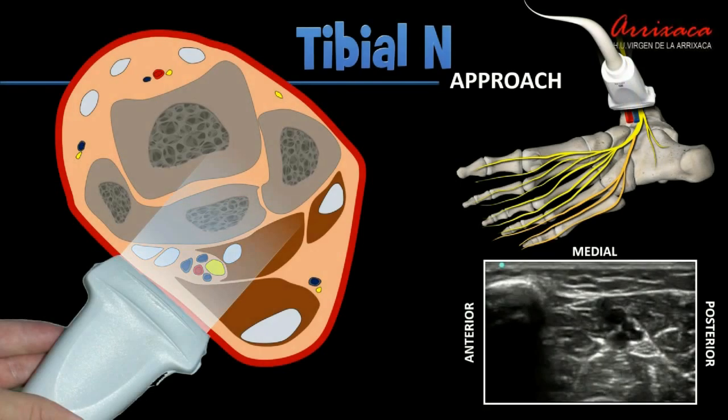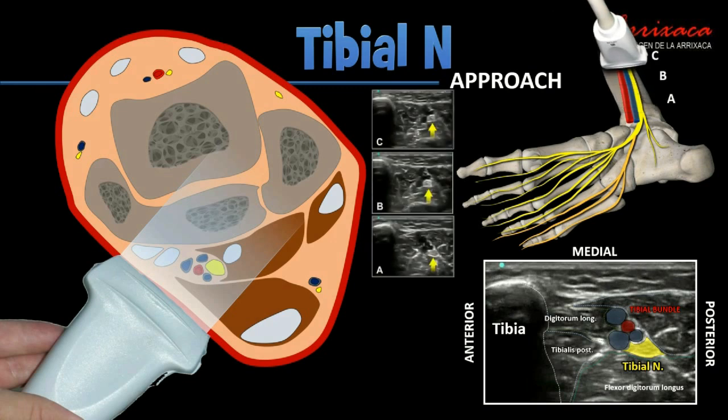The transducer must be placed over the tibial malleolus while identifying the tibial bundle. The nerve will always be accompanied by the tibial vessels, which will help us differentiate it from the tendons that cross the tarsal tunnel at that level. Sliding the transducer cephalad will help us to confirm the nerve.